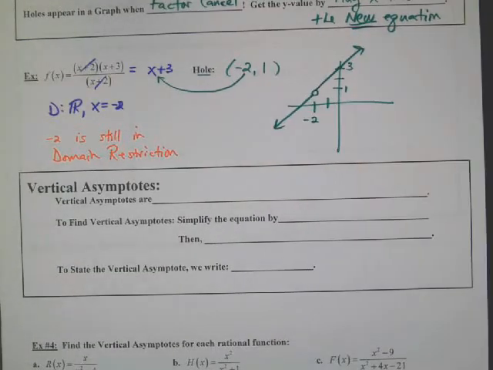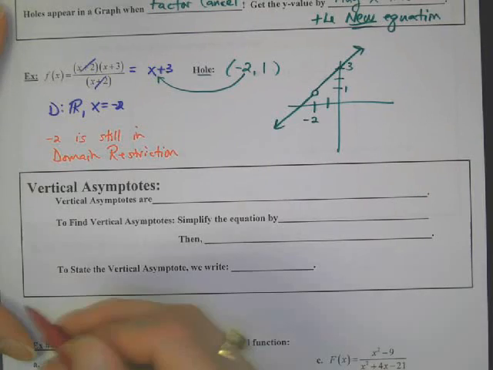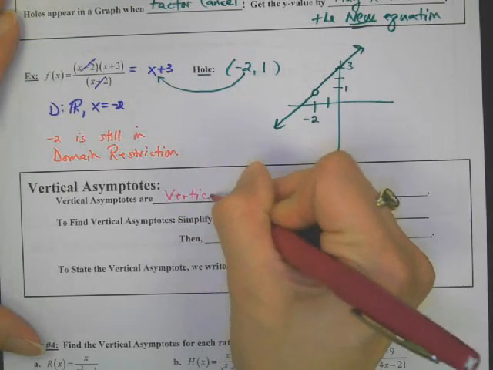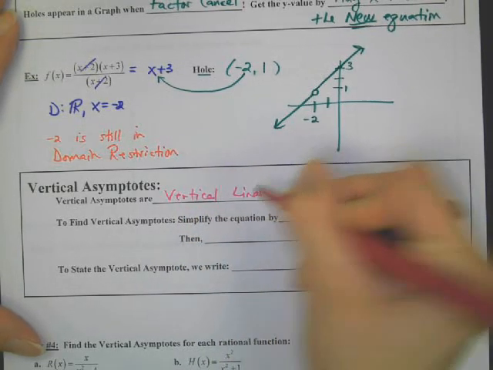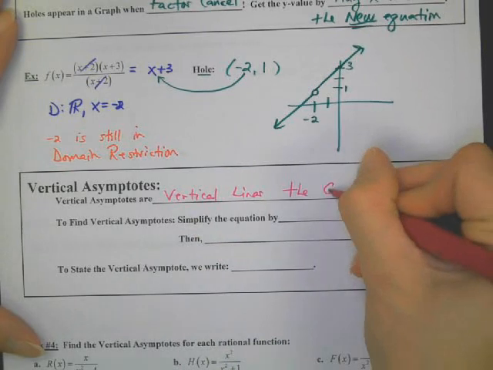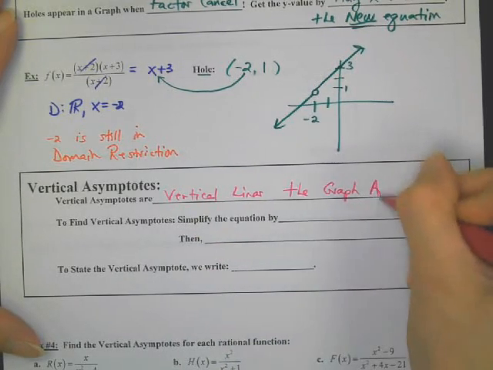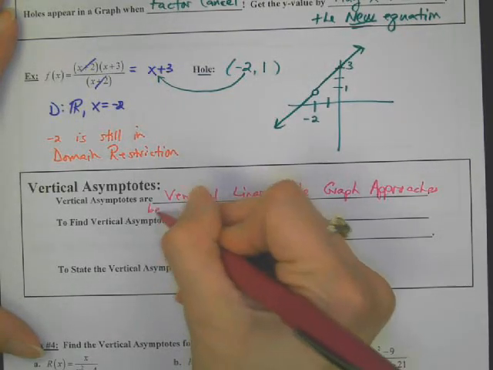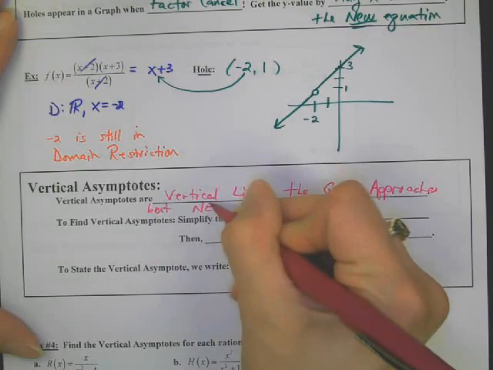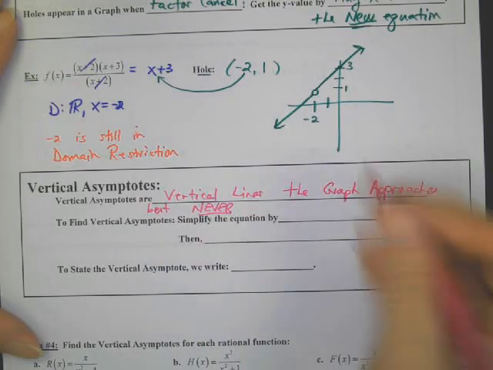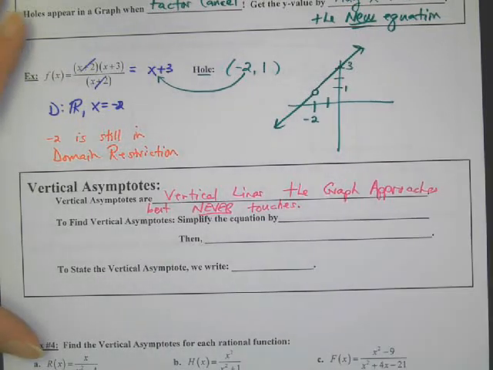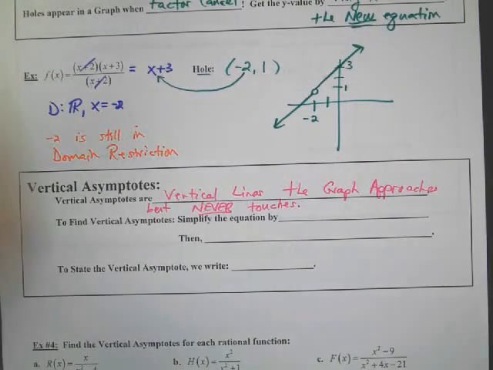Now, vertical asymptotes are also breaks in the graph, but they do not appear when factors cancel. So vertical asymptotes, first of all, are vertical lines that the graph approaches, but never touches. So vertical asymptotes can never be crossed.